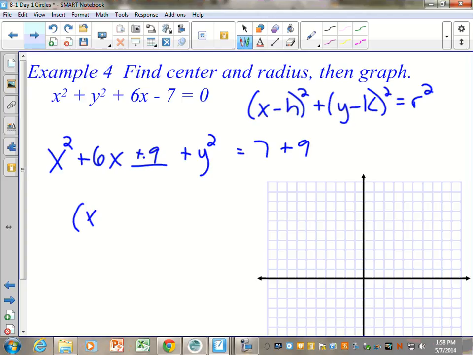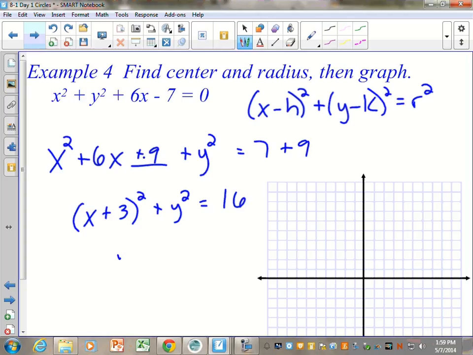And then I can write this, it's always half of the middle number, so that becomes x plus 3 squared. And I always just write this as y squared, but you could write it as y minus 0 or y plus 0 if you want to see that k value there. And this one works out really nice. 7 plus 9 is 16. It might not always work out so nicely. But you want to put it in standard form first, because if it's in standard form, then you can tell me the center, you can tell me the radius, and you can sketch the graph of it.